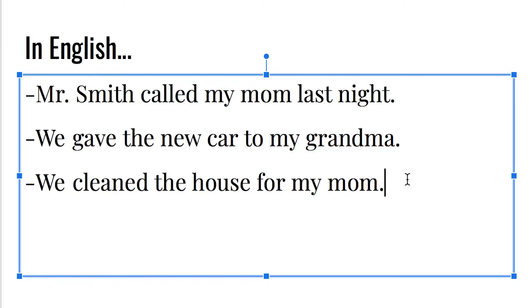We cleaned the house for my mom. For whom did we clean the house? My mom. Those are pretty simple sentences, and what you're going to see is also pretty simple, even in French. Now that we have reviewed a little in English what an indirect object is, we're going to switch to French.